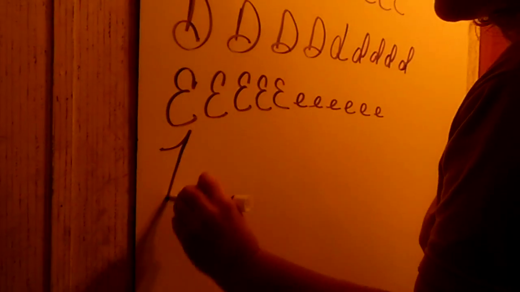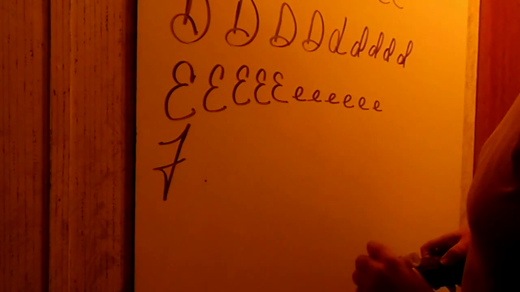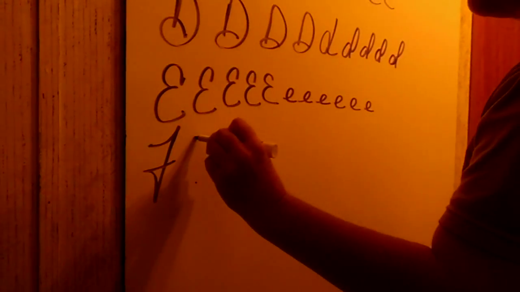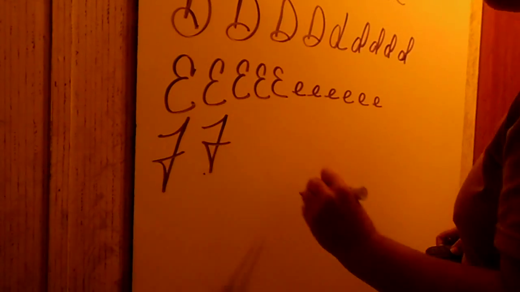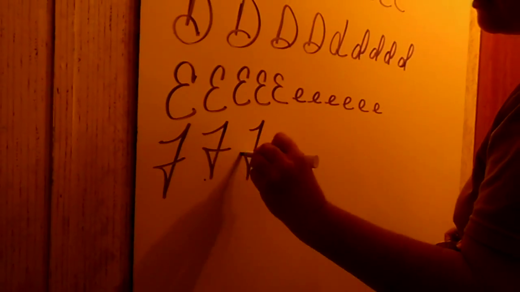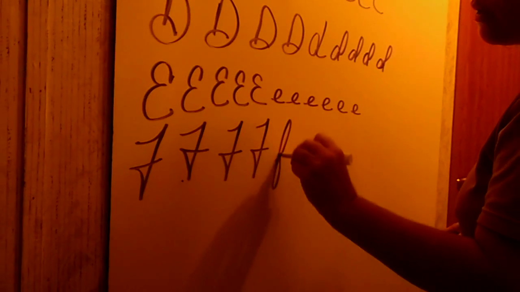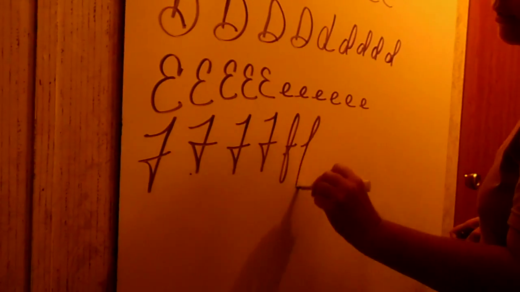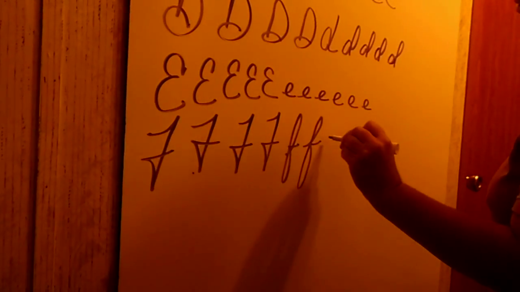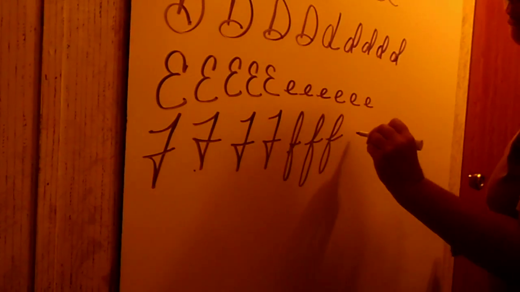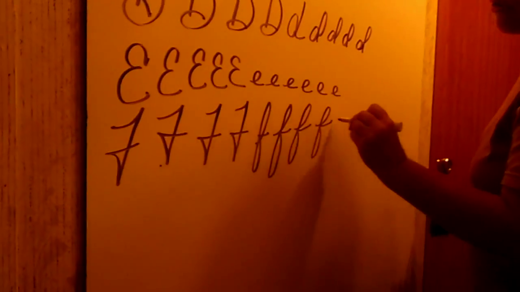F looks like a T, but you're going to cross it like the F. Come up and cross it. There's capital F's. And lowercase f is an L, loop down and come up. There's your F's.